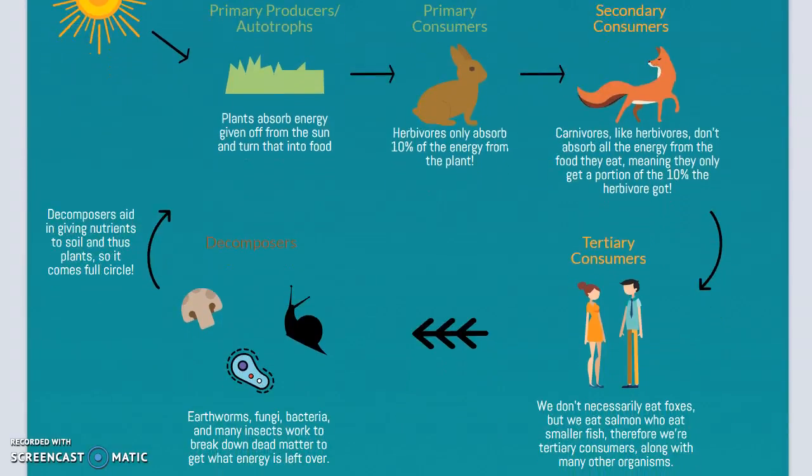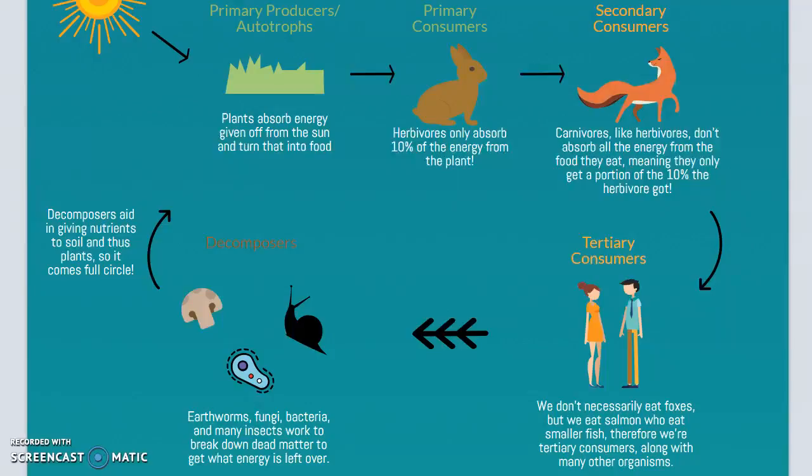And then we have tertiary consumers, which, as you can imagine, eat secondary consumers. So we are also considered tertiary consumers. We don't eat foxes, like in this picture, but we do eat salmon, which eats smaller fish. And so that's eating an animal that eats another animal. And so as you can imagine, that's even less energy because we're only getting 10% of the energy from the secondary consumer, which got 10% from the primary consumer, which got 10% from the producers, which is quite small if you think about it.